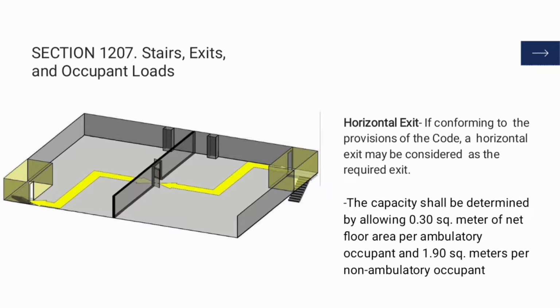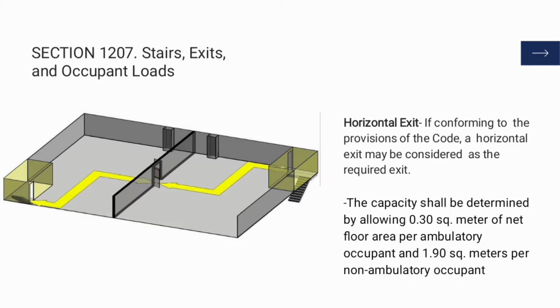And for the horizontal exit, if conforming to the provisions of the code, a horizontal exit may be considered as the required exit. And then all openings in a separation wall shall be protected by a fire assembly having a fire resistive rating of not less than 1 R. So dapat dili less than 1 R imong fire resistant nga rating sa imong horizontal exit.